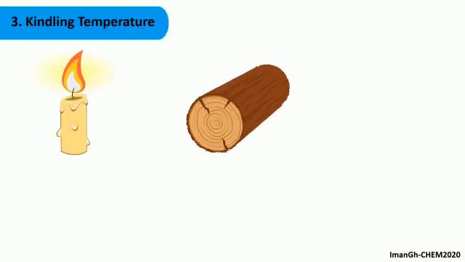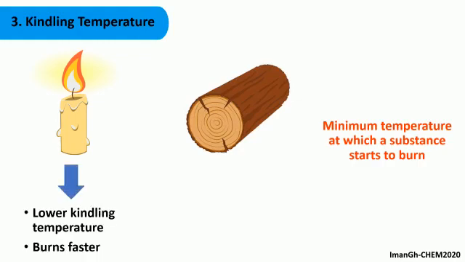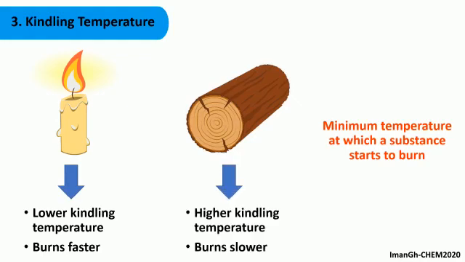Which of the following substances burns faster? The kindling temperature, which is the minimum temperature at which combustion starts, determines which substance burns faster. Paraffin, forming the candle, burns faster than wood. Then it has lower kindling temperature. However, wood has a higher kindling temperature. Then it burns slower.